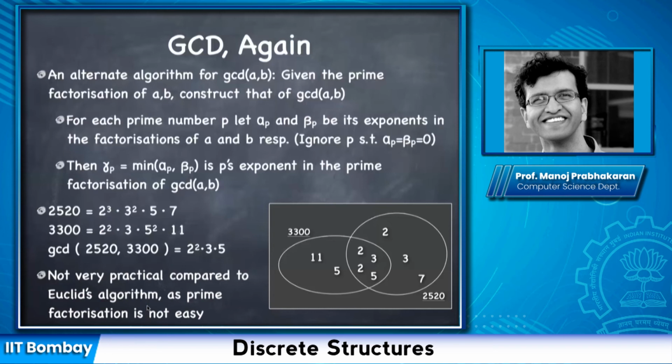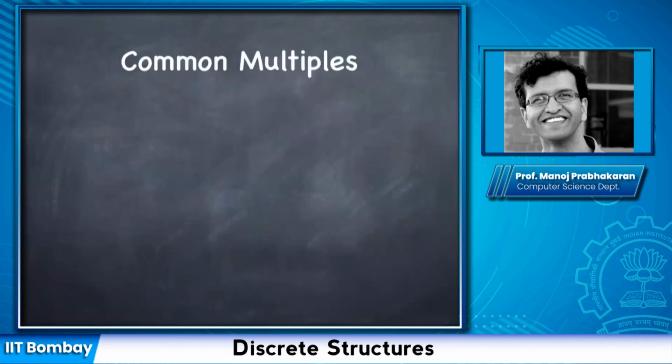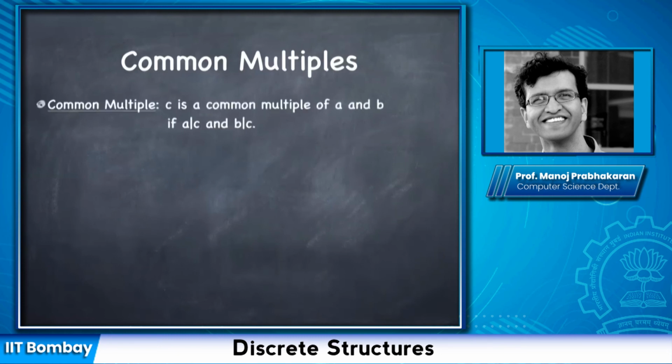So Euclid's algorithm is way more efficient than doing this prime factorization first and then carrying out the GCD computation, which itself is pretty fast. It's also a good time to look at another related concept. Instead of common divisors, we could also talk about common multiples.